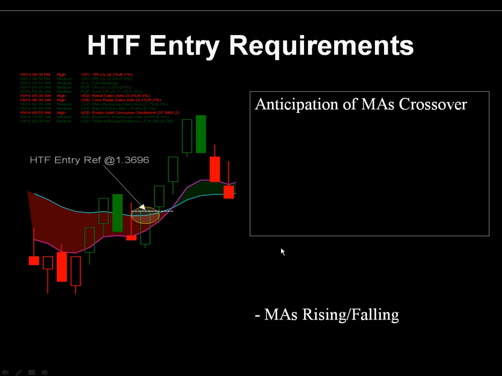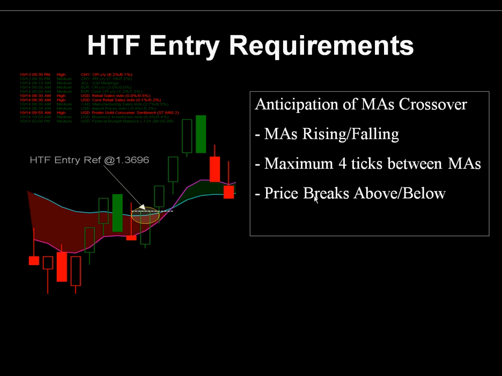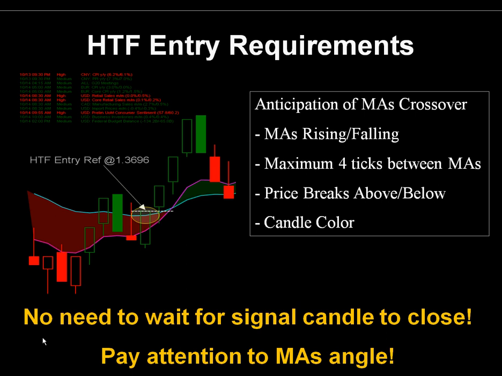So a quick recap. We call the setup anticipation of moving averages crossover. The first requirement, both moving averages rising or falling. We have maximum 4 ticks between them. We have price break above or break below the moving averages. And last but not least, the candle color has to align with the trend direction we're going to consider. No need to wait for this signal candle to close, but we must pay attention to the moving averages whether you like to take it or not.